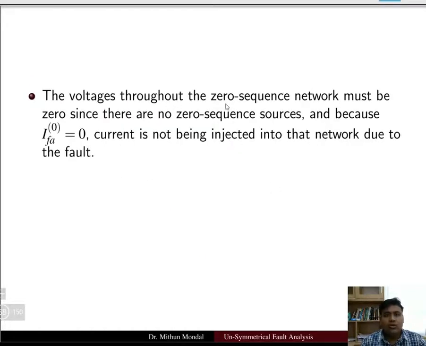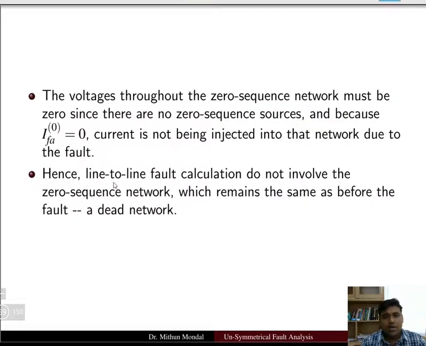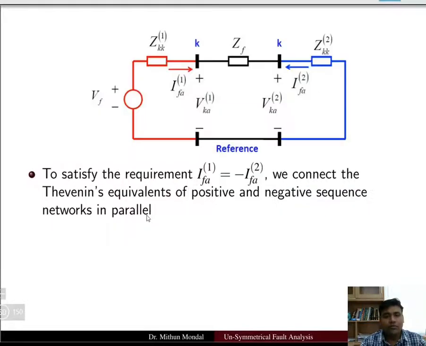The voltage throughout the zero sequence network must be 0 since there are no zero sequence sources. Since ground is not involved, the zero sequence network is missing. Because the fault current at zero sequence is 0, current is not being injected into the network due to the fault. Now the line to line fault calculation does not involve the zero sequence network, which remains the same as before the fault, a dead network. So ground is not involved. So in a line to line fault, your zero sequence network will not be there and it will be a dead network, before the fault and after the fault.